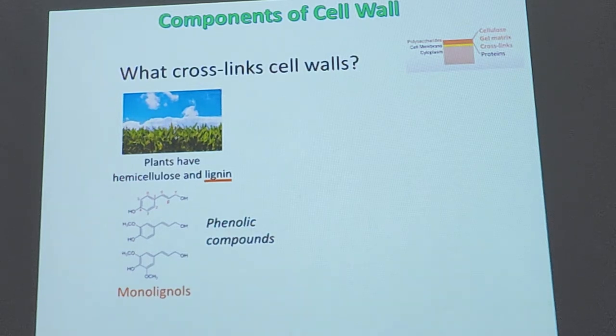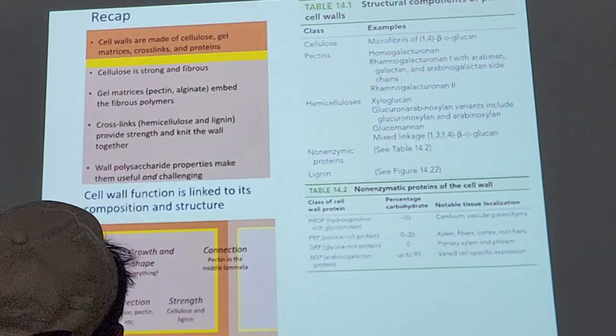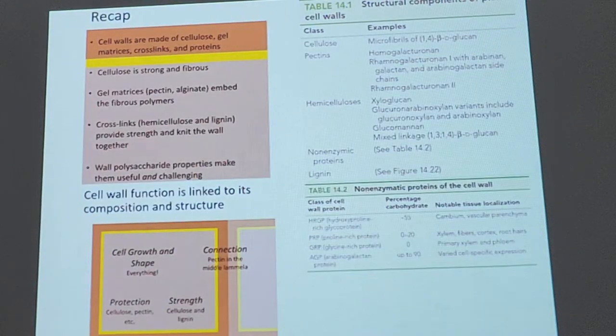So I think it should be figure 14.22 in this book, 14.22A. This is the actual compound of these monolignols. All right, that is all for the components of the cell wall.